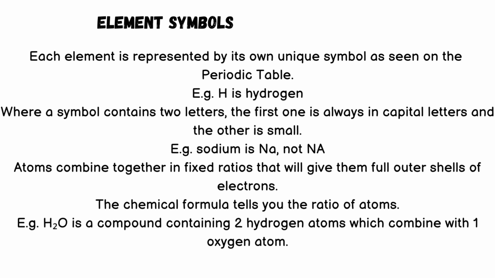Atoms combine together in fixed ratios that will give them full outer shells of electrons. The chemical formula tells you the ratio of atoms. Example, H2O is a compound containing two hydrogen atoms which combine with one oxygen atom.